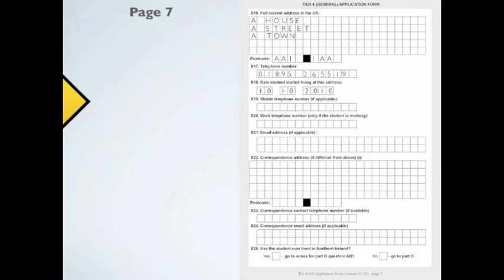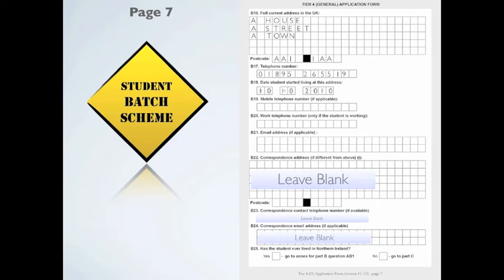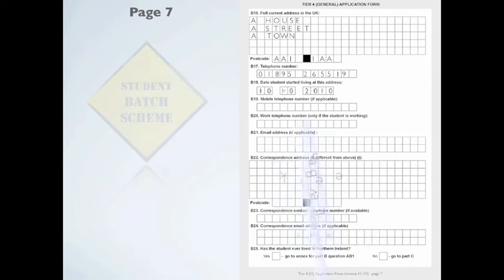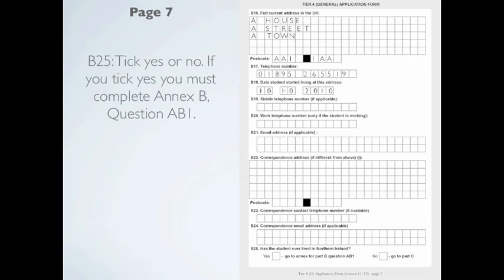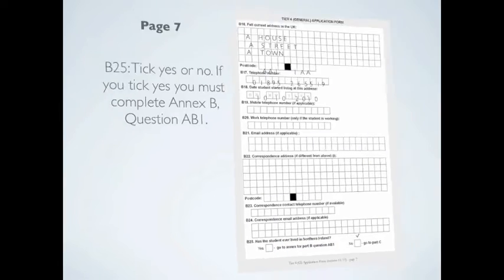If you are applying through the student batch scheme, we will enter our details at B22, B23 and B24. If you are applying by yourself and wish to give alternative contact details, then you may do so, otherwise leave blank. Make sure to tick yes or no at B25. If you tick yes, then make sure to fill in the details in Annex AB1 on page 31.